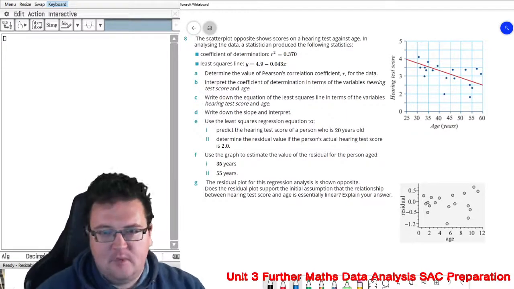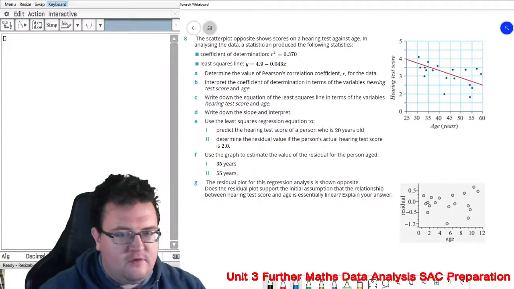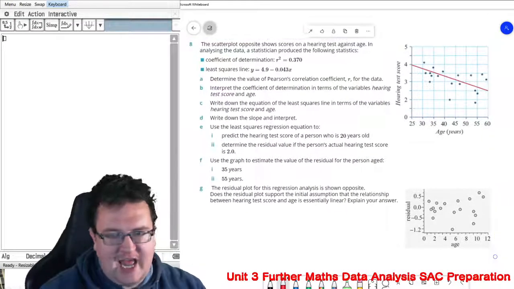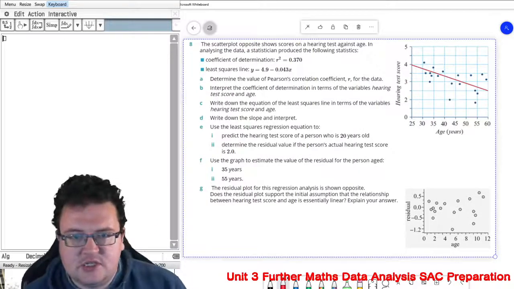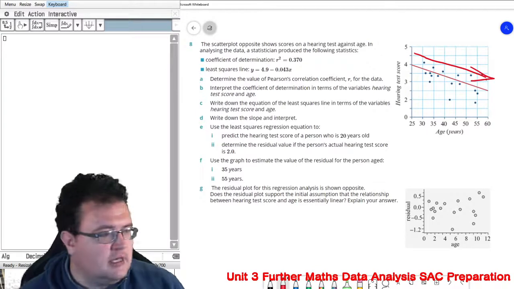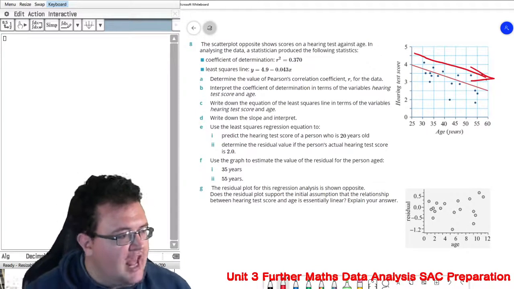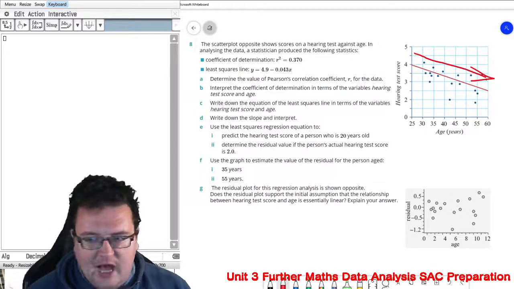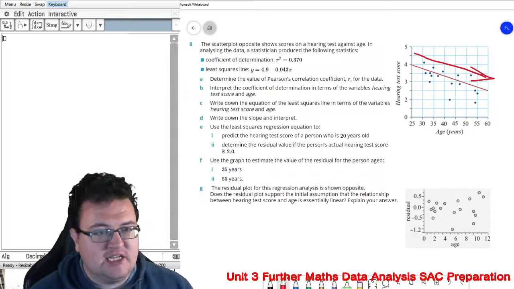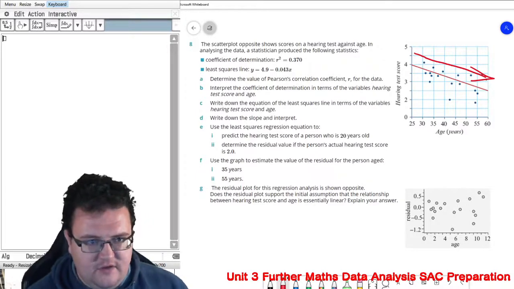R squared. Now, looking at the graph that we've got here, you can clearly see that it is going in a downwards, negative direction. So whatever value we get for R, if we do it properly and we get the plus and the minus of it, we need to select the negative value that goes with it.